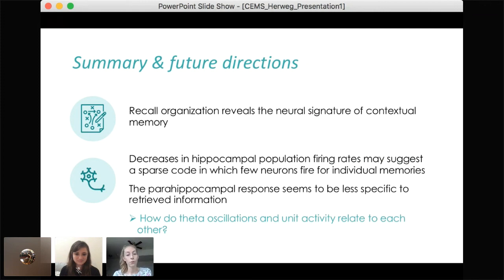And then we saw a different response in the perihippocampal gyrus, where there was an increase in firing rates for some of the conditions. And we also saw that the response in the perihippocampal gyrus was independent of the type of retrieved context. And one of the future directions that I'm currently working on is to tie this back in with the prior results, that there are increased theta oscillations during spatial context retrieval, asking how theta oscillations and unit activity relate to each other in this task.